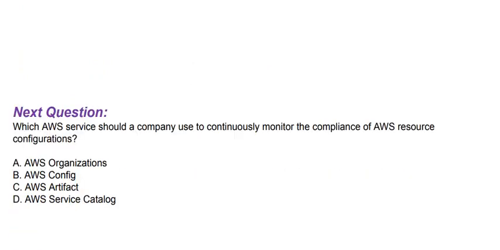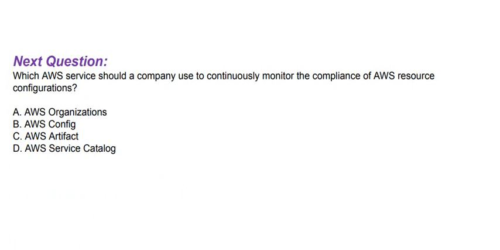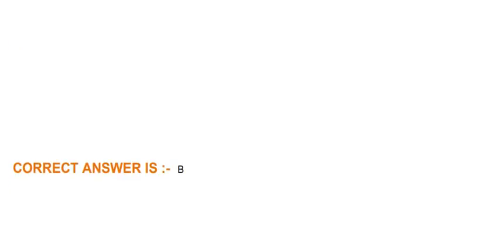Next question is, which AWS service should a company use to continuously monitor the compliance of AWS resource configurations? Option A, AWS Organizations. Option B, AWS Config. Option C, AWS Artifact. And option D, AWS Service Catalog. The correct answer is option B.